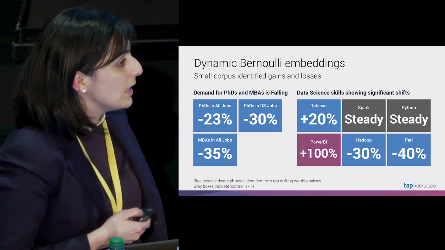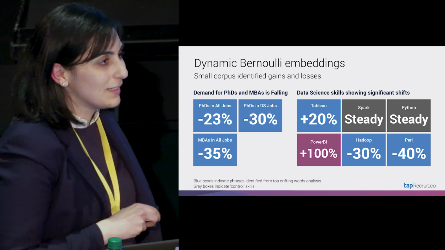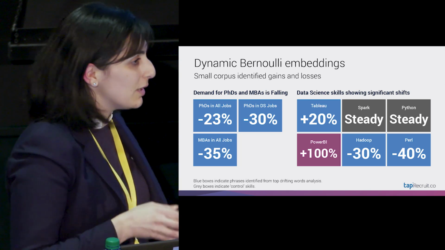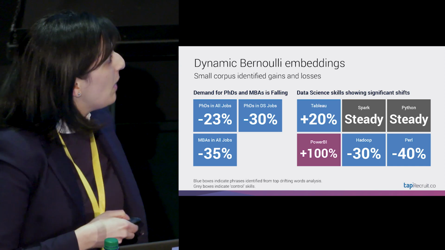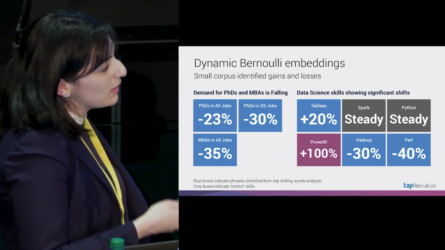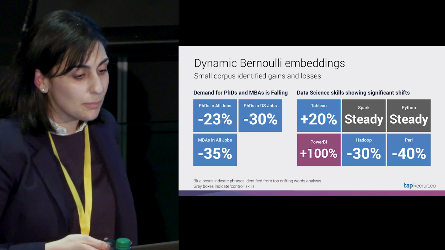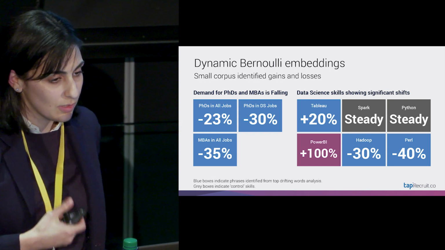And obviously, Python's steady. So Python actually didn't go up, in contrast to a whole lot of reports I've seen talking about Python in data science jobs and Python in general. I think we have a lot of Python practitioners, but I don't think the number of jobs that require it is going up that much.